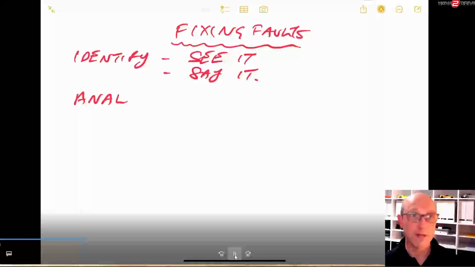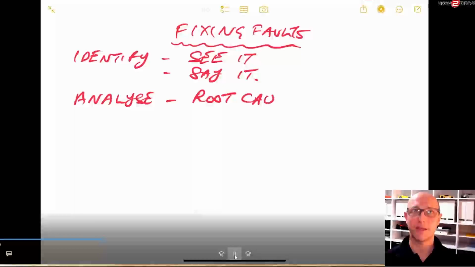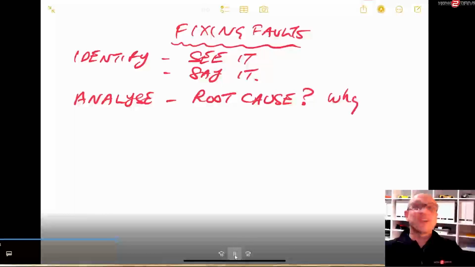Next, you want to analyse it. So we need to help the pupil understand this. Find out what the root cause is. Why did they make that mistake? Is it a lack of understanding? Is it a one-off? Could they not judge it properly? Do they not know the rules, for example? So get to the root cause of the problem.